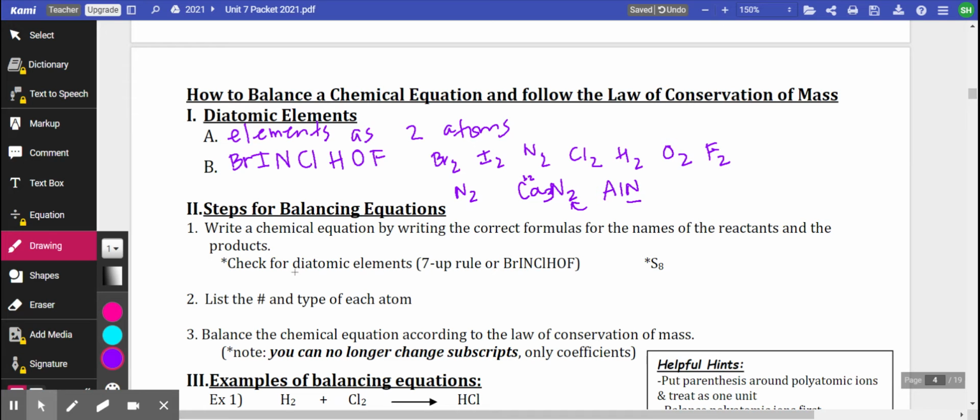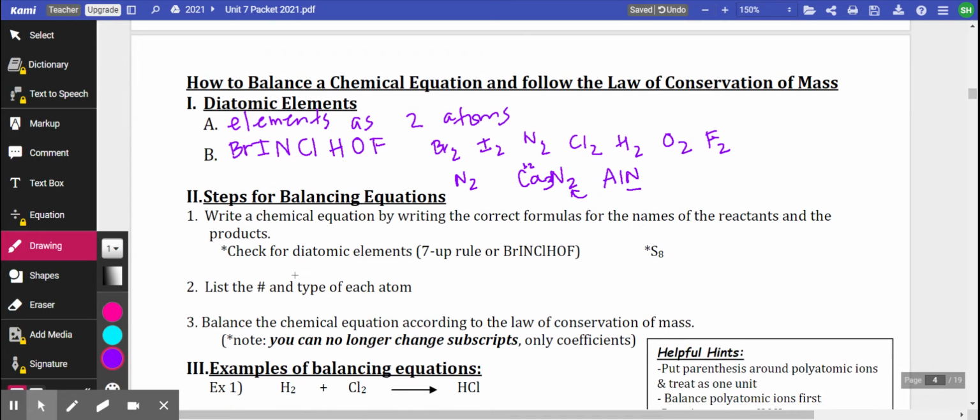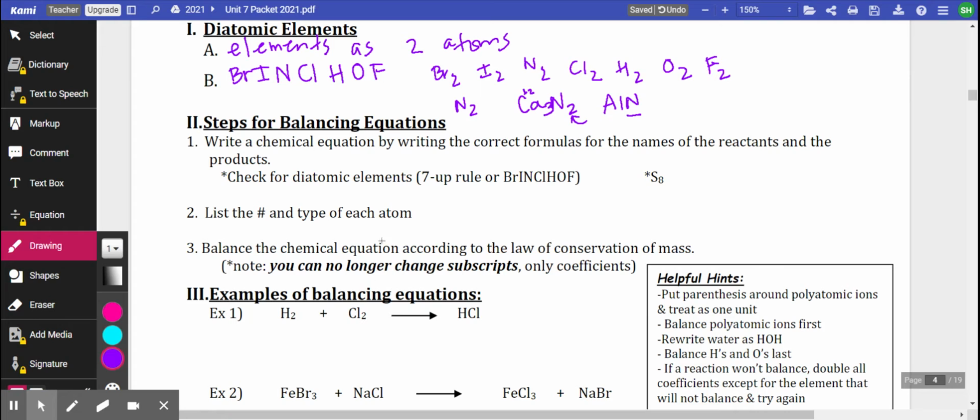So, steps for balancing equations. First, you're going to write the chemical equation, writing the correct formulas for the reactants and the products. You want to check for your diatomic elements, which I remember using the Brinkelhoff. I'll show you the 7-up rule in class when we have a periodic table out. And then sulfur, we use the formula S8. So there are 8 atoms of sulfur when it's in its elemental state.